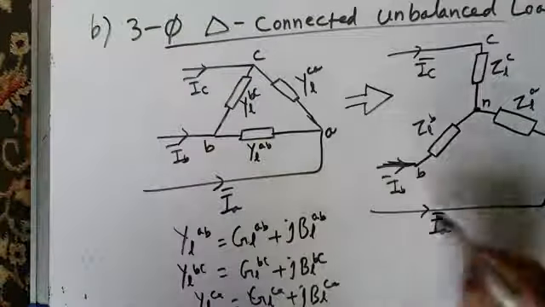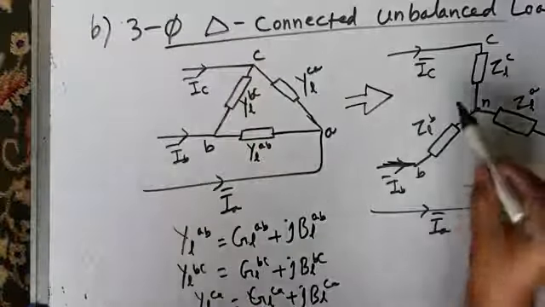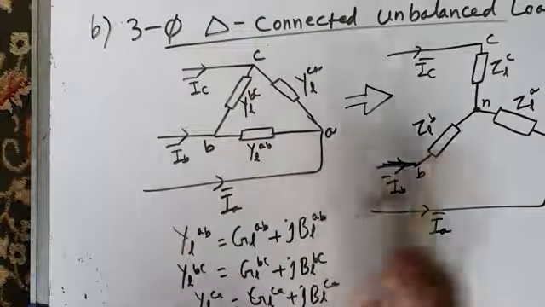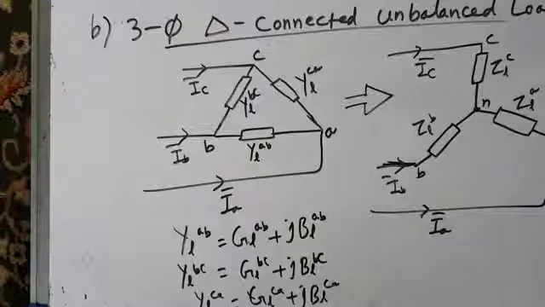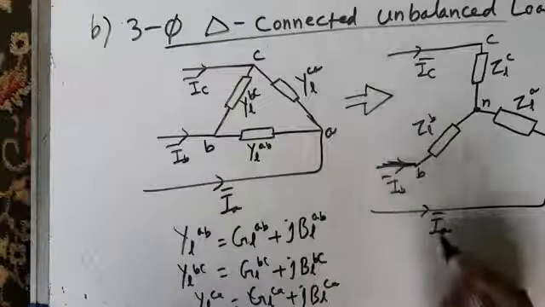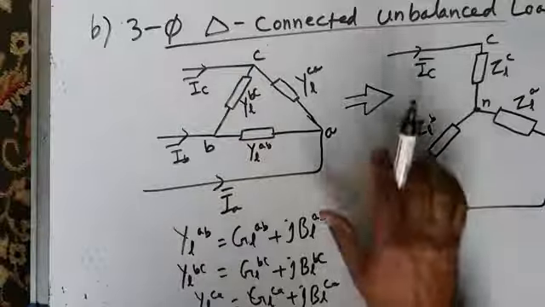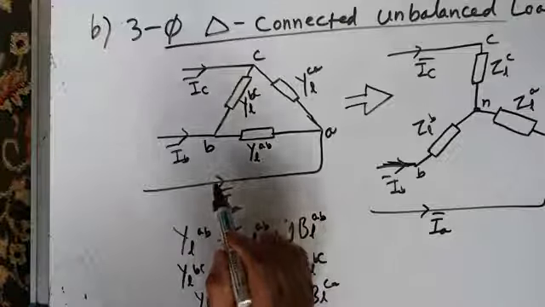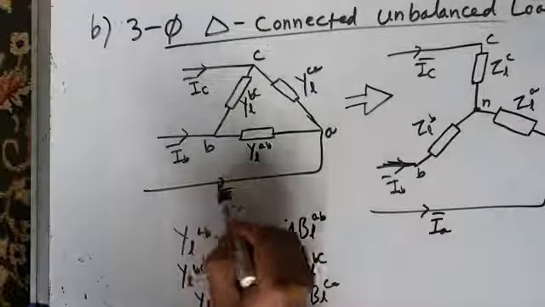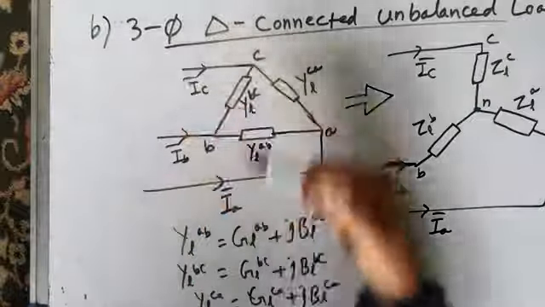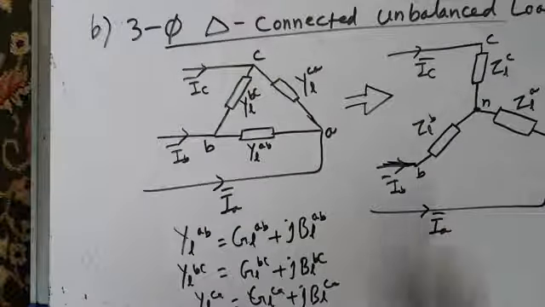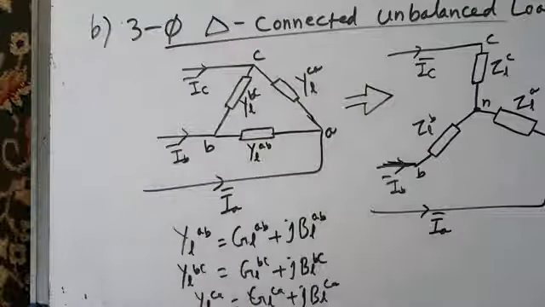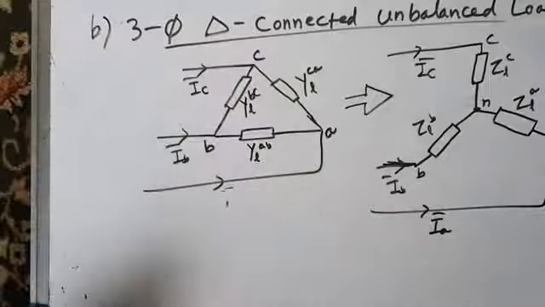If this star connected or Y connected load has to be equivalent to this delta connected load, then terminal characteristics should not change. Terminal characteristics means these line currents IA, IB, IC drawn by this equivalent star connected load should be exactly the same as the line currents IA, IB, IC drawn by this delta connected load. If these line currents are not equal, then we can say this is not equivalent to this. So in order to have equivalence, you have some equations.